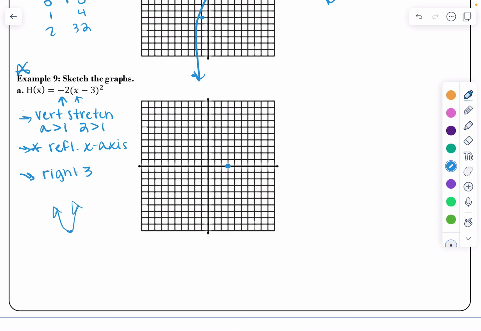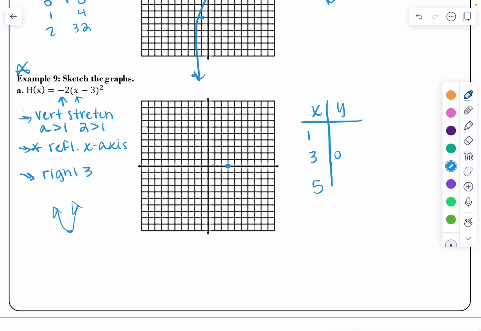Okay? If I want to do a table, that's fine. Normally it's like 1, 1, etc. So I can do my table here. X, Y. My vertex is at 3, 0. And we can pick probably about 1 point to the left, 1 point to the right. So we can pick, let's do +1. And because we took 1 away, we'll do 5.